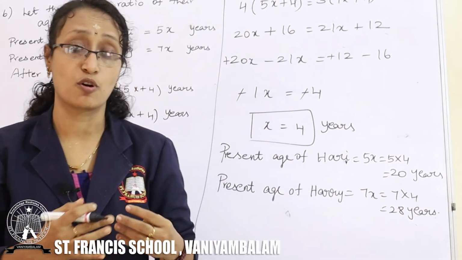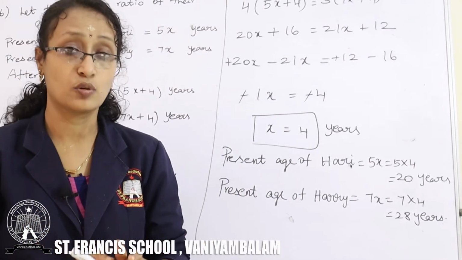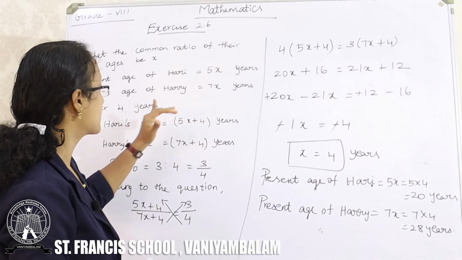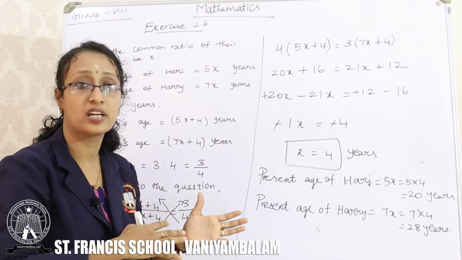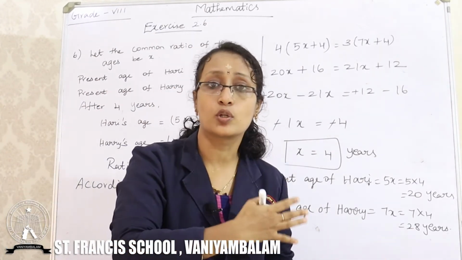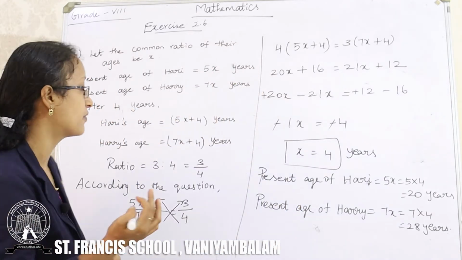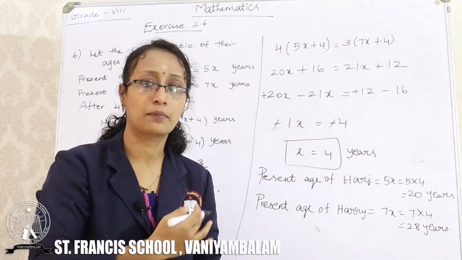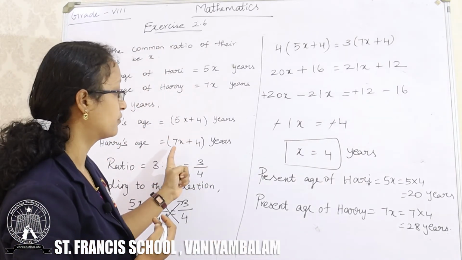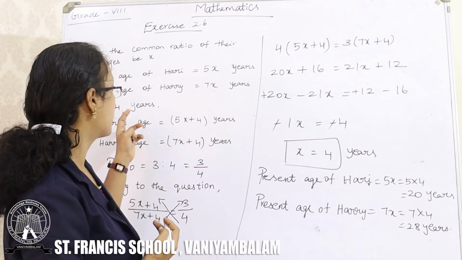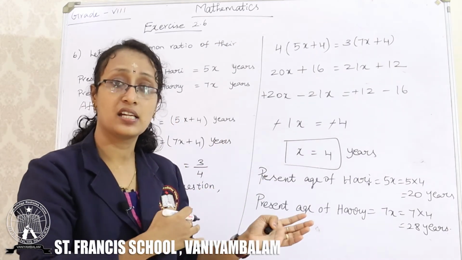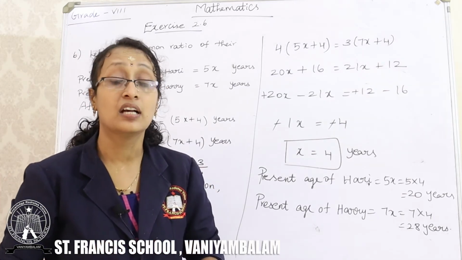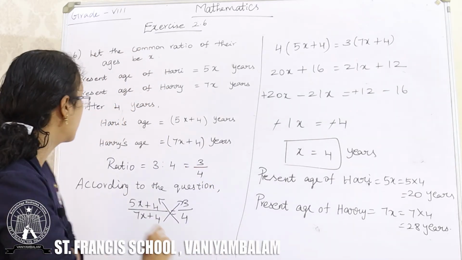If you have the age problem, it is very easy to solve. First you have to take the common ratio and the percentage. Write the percentage. From the percentage you have, it is given after 4 years. If it is given before 2 years, before 8 years, then you have to subtract. You have to go back, means you have to subtract 5x minus 8, 7x minus 8. If it is given before 3 years, then you have to write 5x minus 3, 7x minus 3. But here it is given 4 years from now, that is after 4 years.